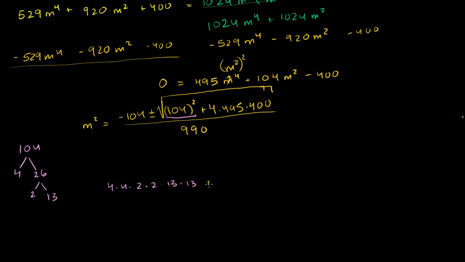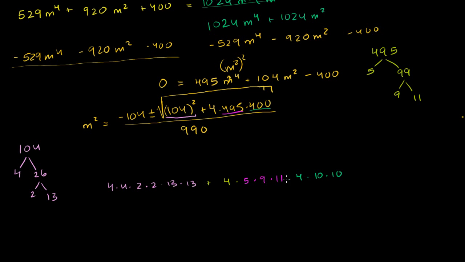And then you're going to have plus 4 times, let's factor 495. 495 is divisible by 5. Let's see, 5 goes into 500 100 times. This is 5 less than that, so it's going to be 99. 99 is 9 times 11. So the 495 can be factored as 5 times 9 times 11. And then 400 is pretty straightforward. 400 is going to be 4 times 4 times 10 times 10 times 10 times 10.